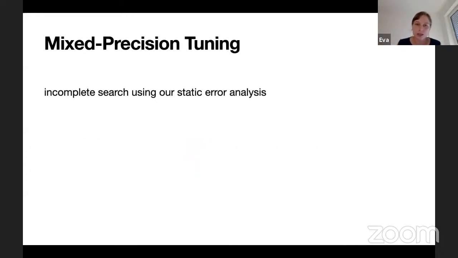Now again, it's a little bit too much to ask of a user to figure out what is the particular assignment of precisions to arithmetic operations, because this is very unintuitive. So we'll again do a heuristic or an incomplete search, and we'll again use our static error analysis to get guaranteed error bounds. And I'll try to show you our algorithm for this.